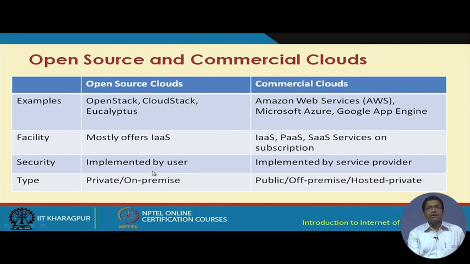In terms of security, these security issues are implemented by the user, that means by the customer at the user end, and in commercial clouds, the security components are implemented by the service provider. So here the type of the cloud is private, on premise, that means in the facility of the user the cloud will be installed, and the commercial clouds are basically public, off premise.